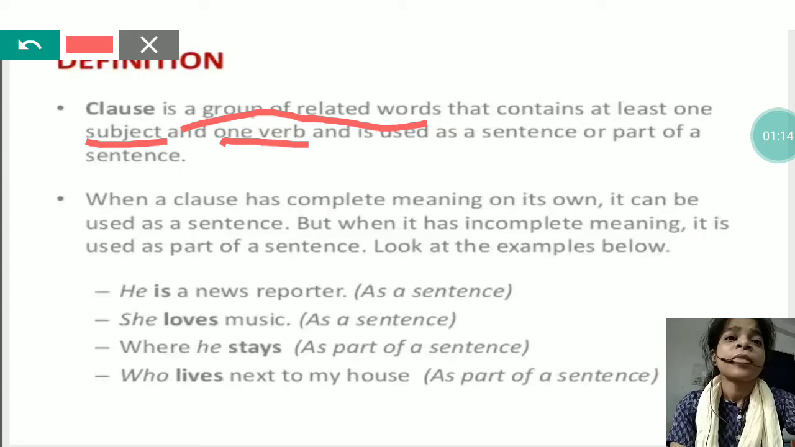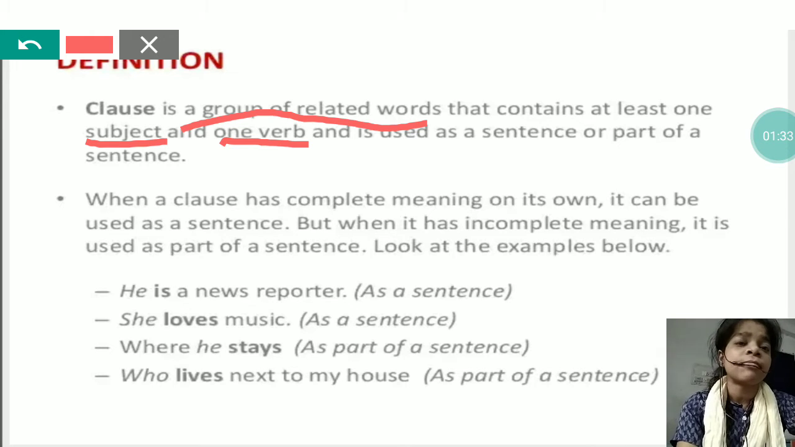For example, "He is a news reporter." Here you can see this is a complete sentence. That's why it is used as a sentence. "She loves music." Again, it is a complete sentence. It's giving full meaning. But "where he stays", now we need to add something before or after this to complete its meaning.